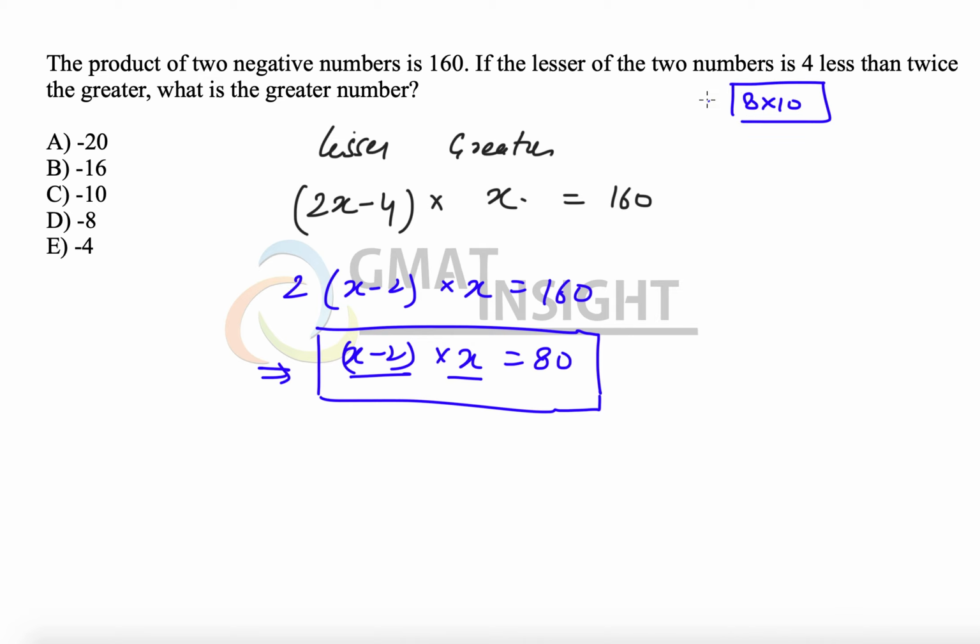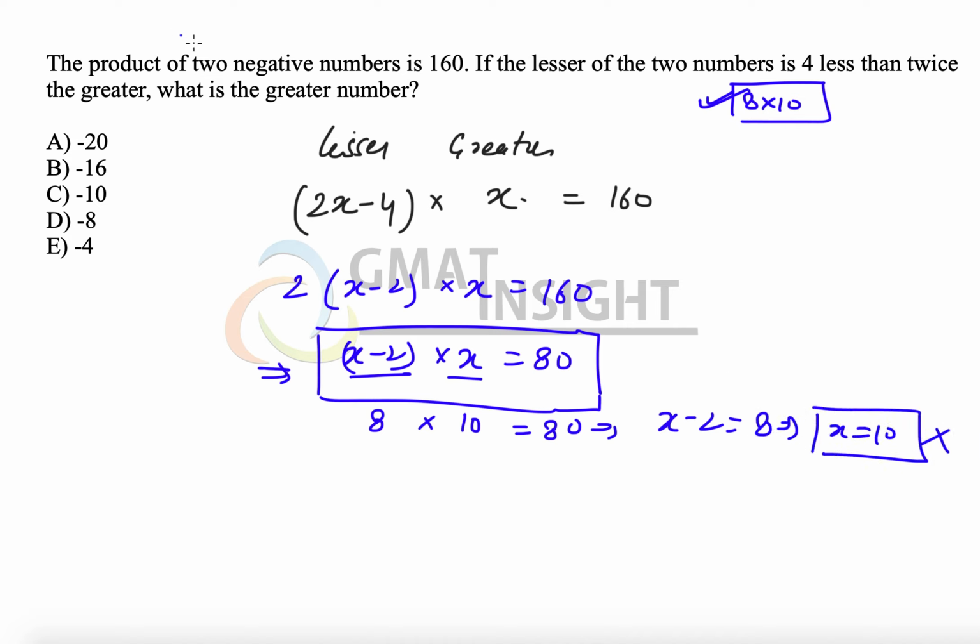That means I can take x minus 2. If I take x as 10, x minus 2 will be 8. 8 multiplied by 10 is equal to 80. So that's one possibility according to which x minus 2 is equal to 8 and x is equal to 10. But that's not acceptable in this particular case because the question clearly says that these are two negative numbers.